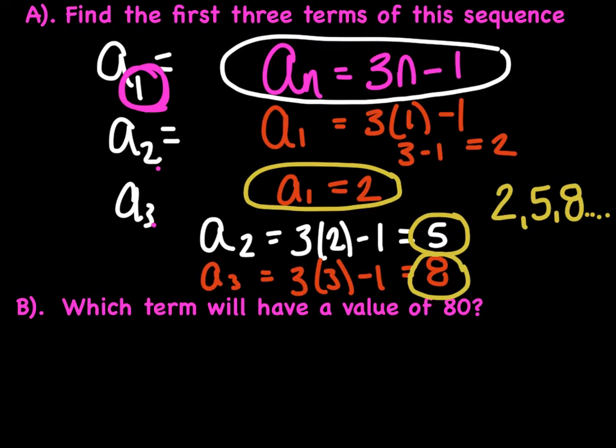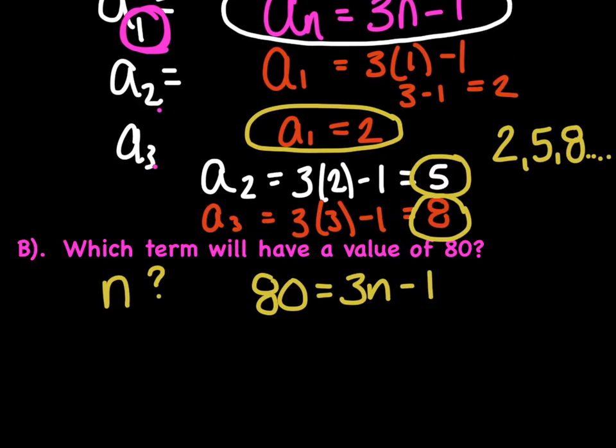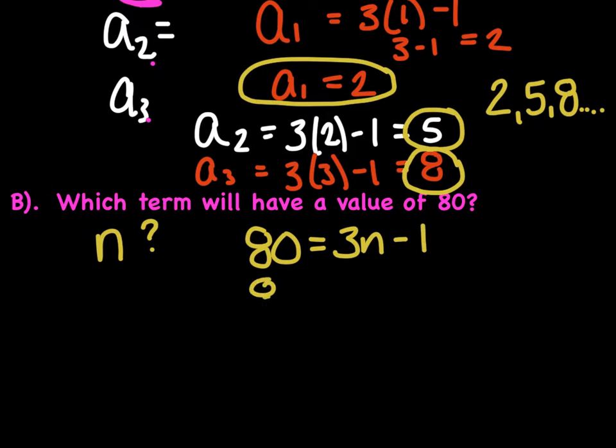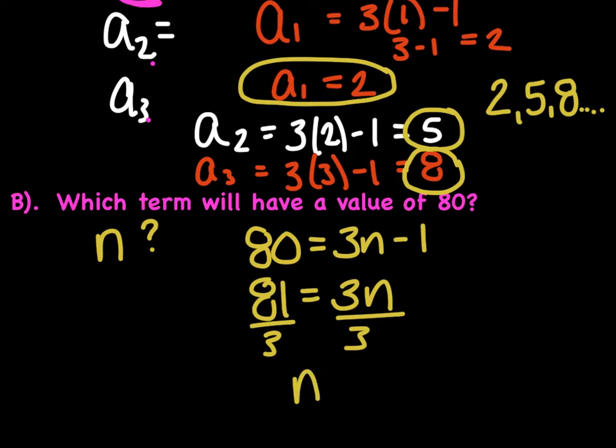The second part to the question says which term will have a value of 80. So the question is now basically what is the value of n? What term will give me a value of 80? So basically I want to say 80 equals 3n minus 1. And I'm going to solve for n. So I'll add that 1 over, so 81 is equal to 3n. I'm going to divide both sides by 3. And hopefully we get n equals 27. Okay.